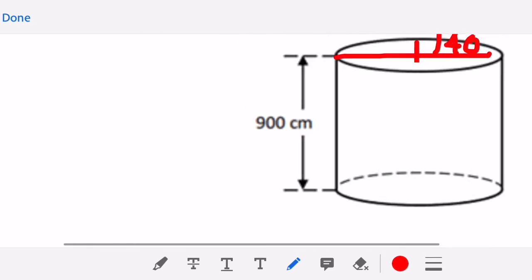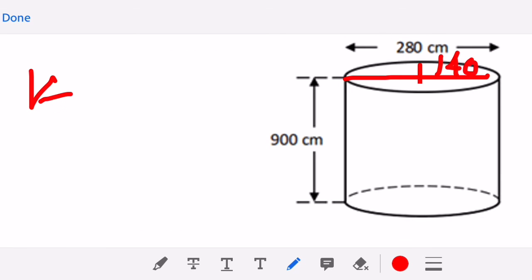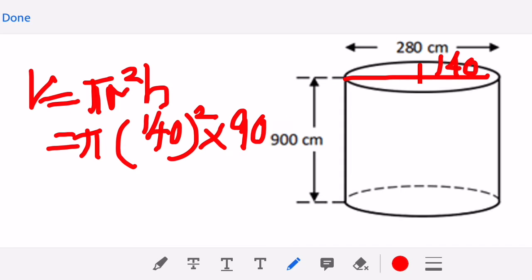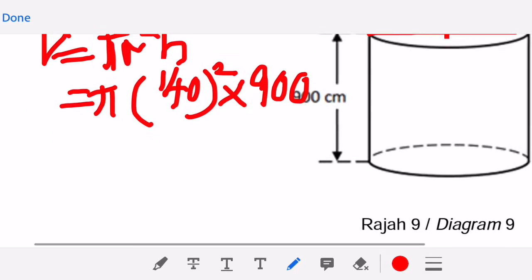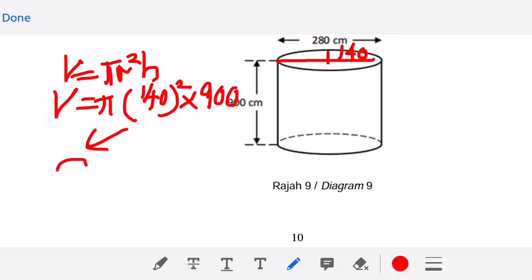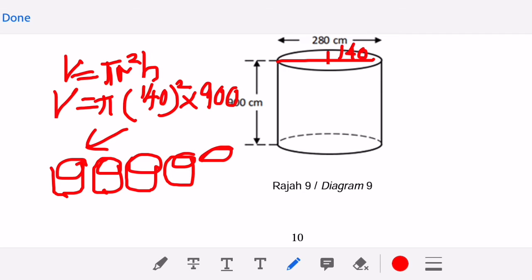So in order to find the volume for the cylinder, we use pi r square h, right? Pi times 140 is the radius, square, times with the height 900. So we have this much of volume and we are going to pour this volume into 5 containers. Here we have 5 containers, cylinder shape. They are having the same volume.